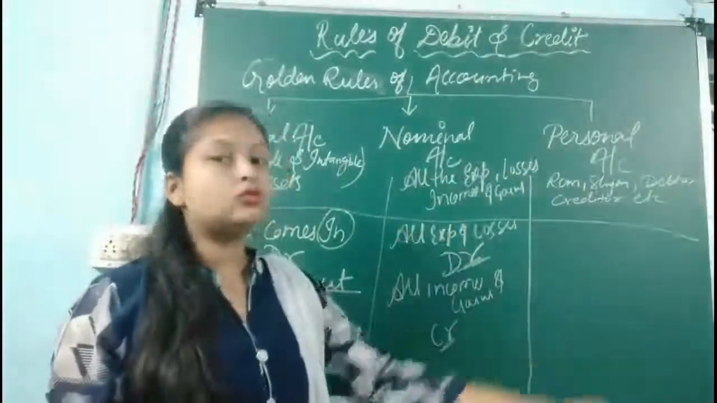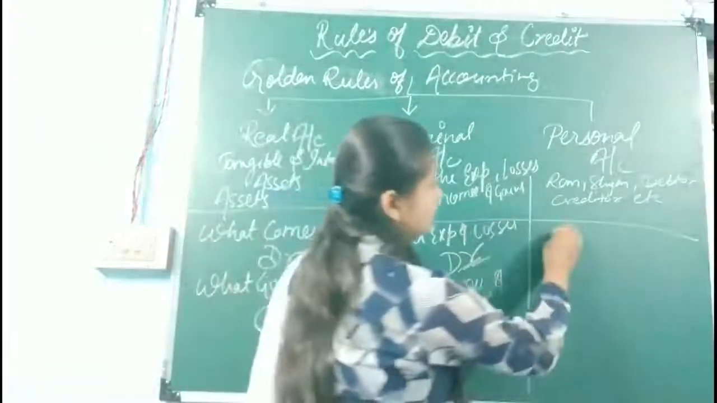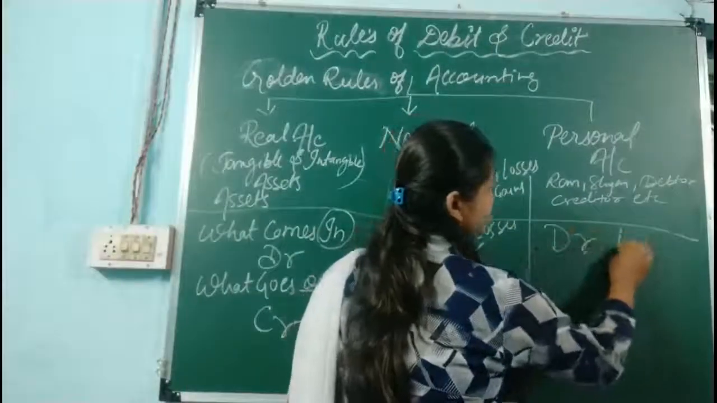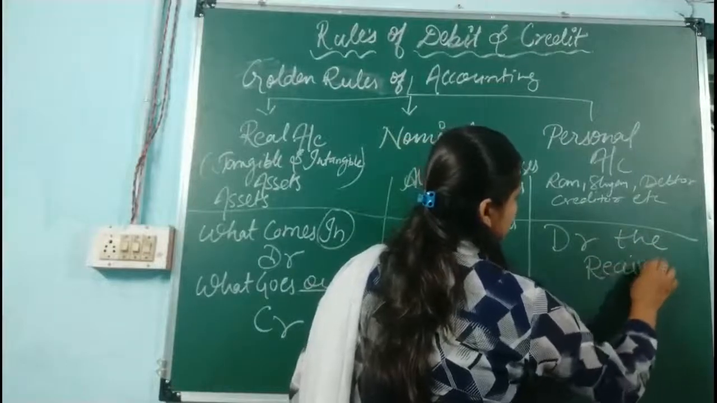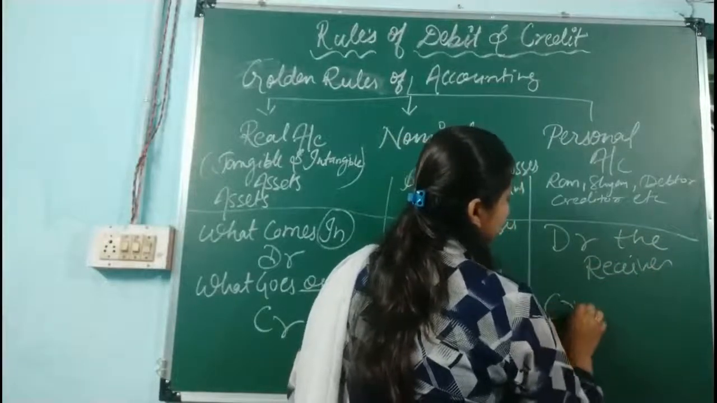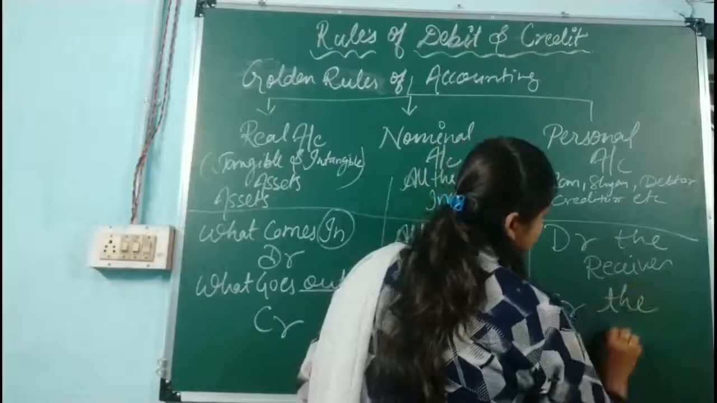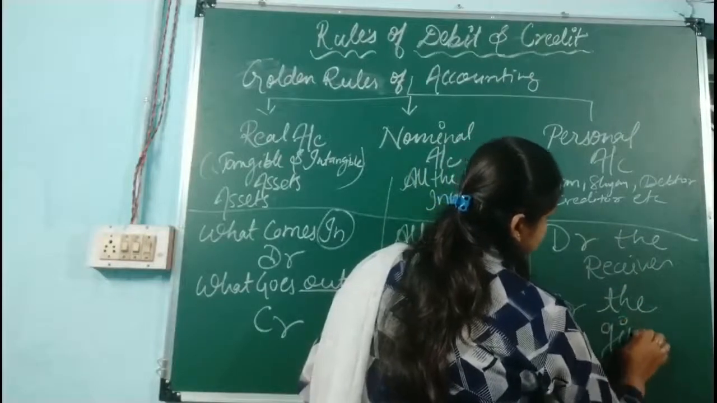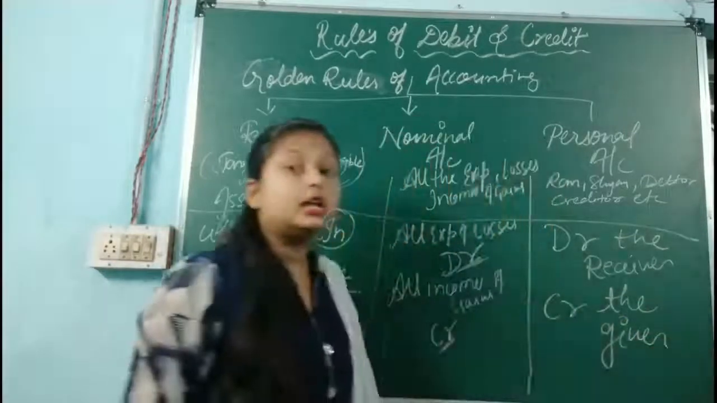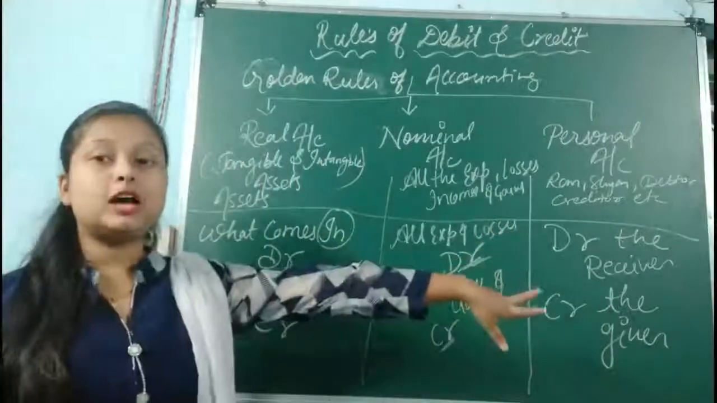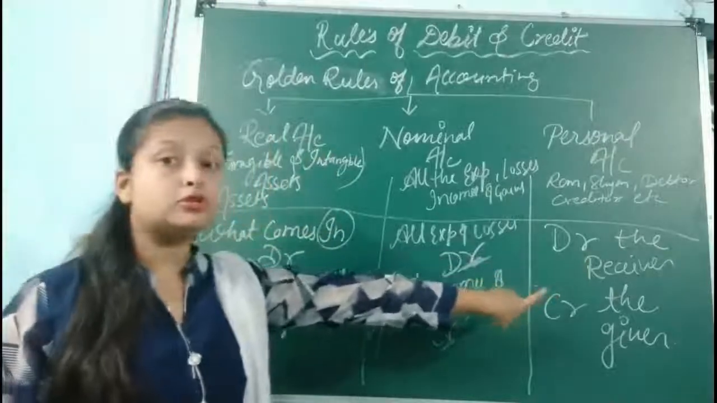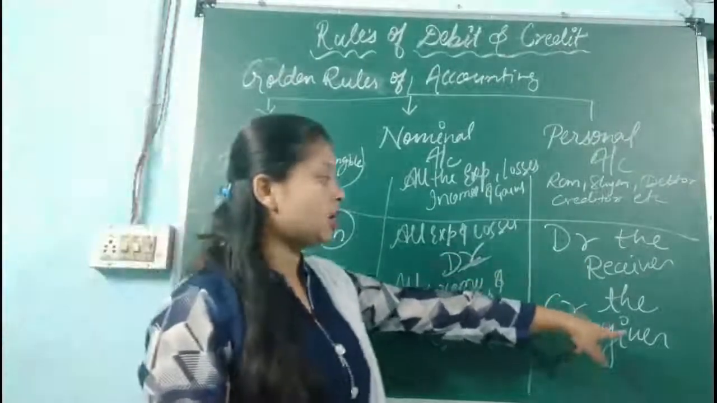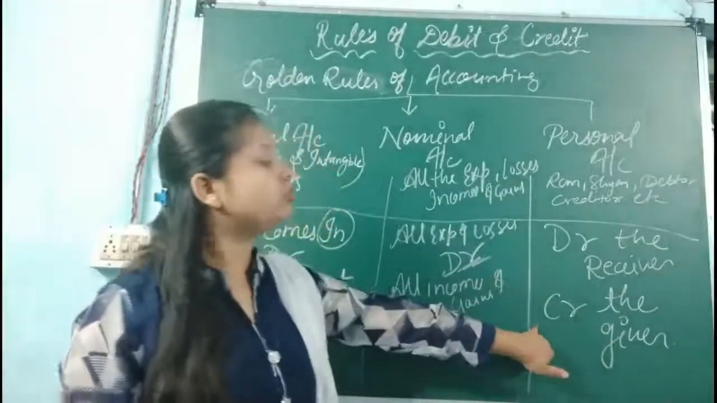Now what is the rule for personal account? Here it is: debit the receiver and credit the giver. The person who is going to receive the amount, their account we have to debit, and the person who is going to give the amount, their account we have to credit.